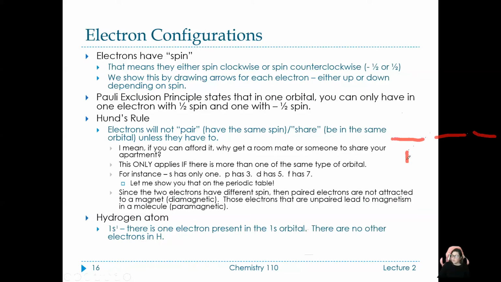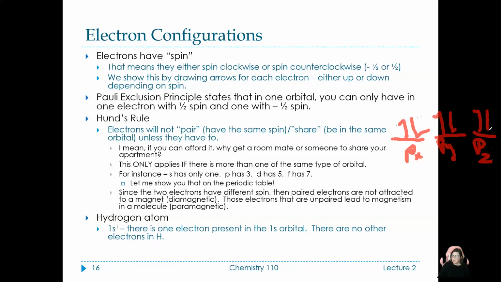Again, this is px, py, and pz. When we fill, you go one here, then one here, because I don't want to share unless I have to. And then I go one here. Then now I have to share. That's the only place I can go, but I can't have the same spin, so I have to go like this. Okay? This is what I was showing you before.